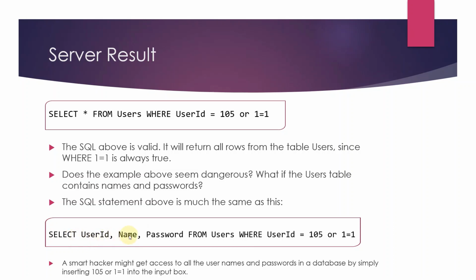Select UserId, Name, Password from Users where UserId equals 105 or 1 equals 1, which will always result in true. So a smart hacker might get access to all the usernames and passwords in a database by simply inserting 105 or 1 equals 1 into the input box. See, this is very dangerous. That's why we always have to impose security in every program that we are writing.